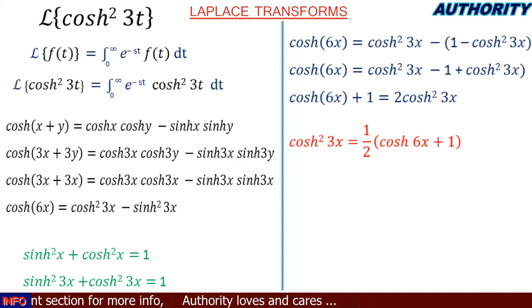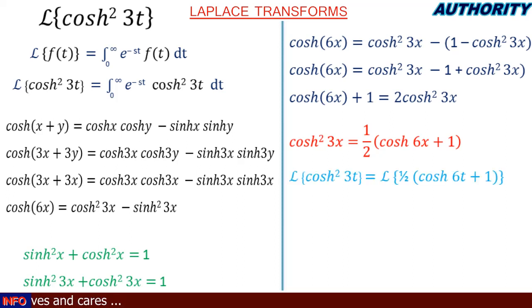In the function, in the Laplace, what we are looking for is cosh squared 3t. And in this case now, we have gotten cosh squared 3x. Okay, the difference is just the variable t and x. Now let's replace it. So in place of this cosh squared 3t, we are going to write the new value, which is 1 over 2 (cosh 6x plus 1). Is that clear? So now let's go.